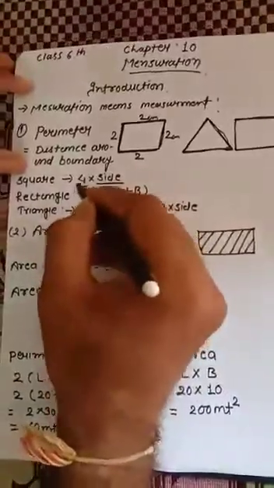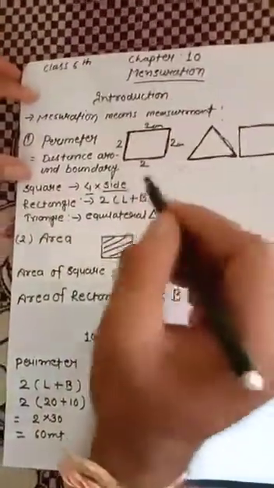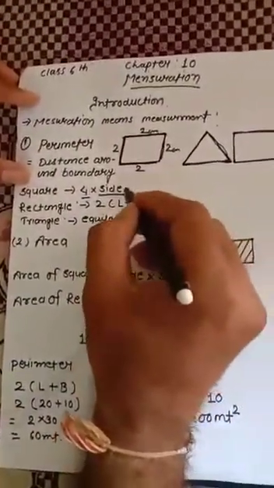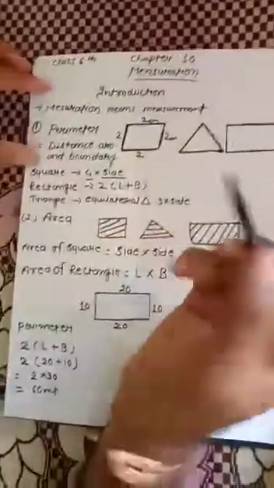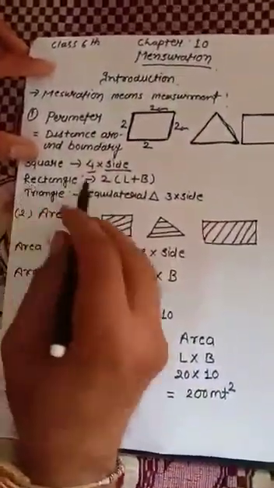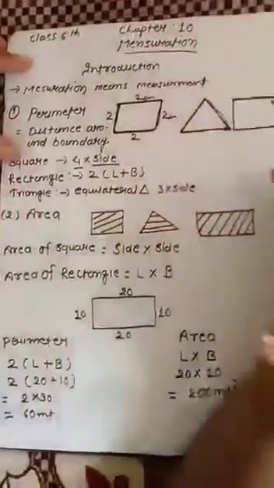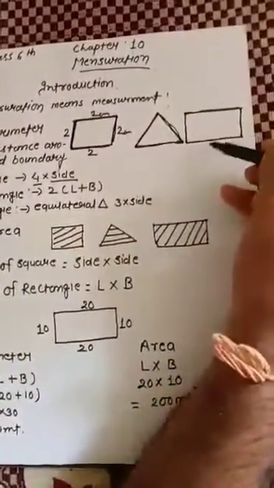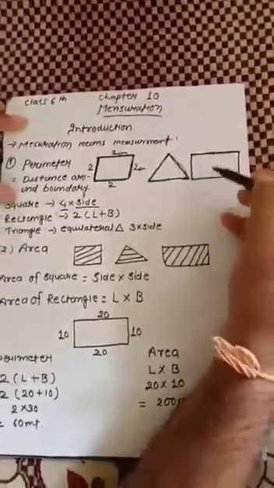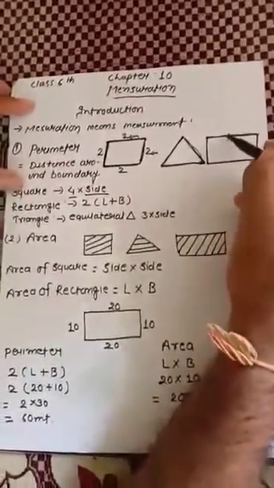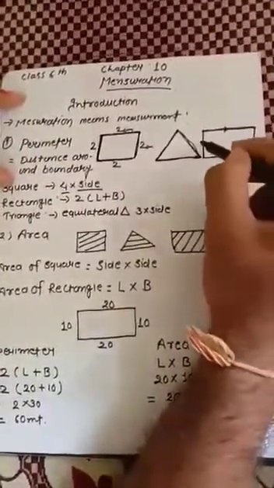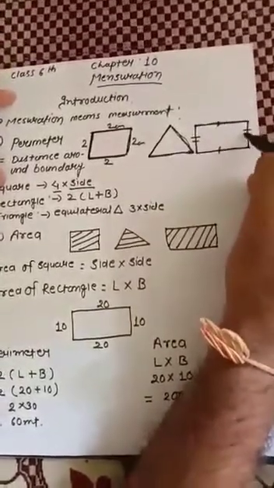and it could be multiplied with the 4. So we'll get 4 into side, that will be the perimeter for any square. Similarly for rectangle, if you want to find out the perimeter of a rectangle, as we know in a rectangle, the opposite sides are equal. That means this side will be equal to this side and this side will be equal to this side.